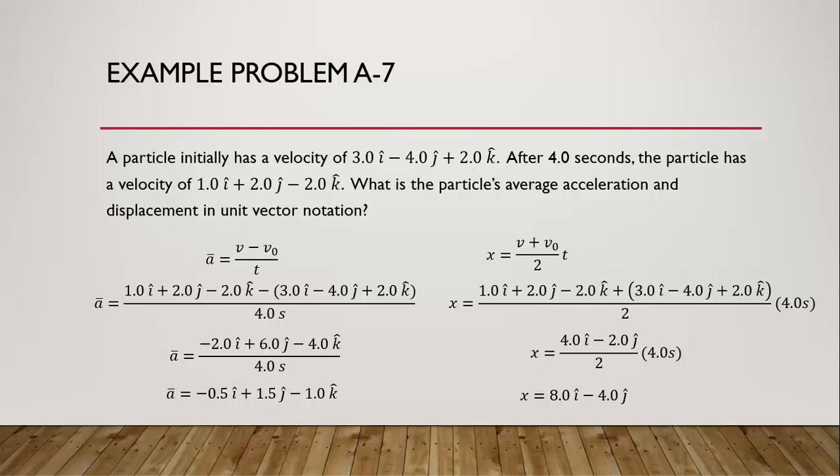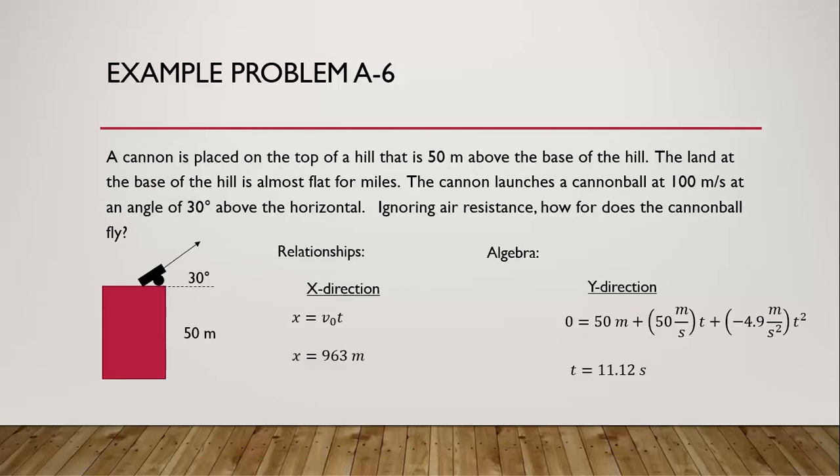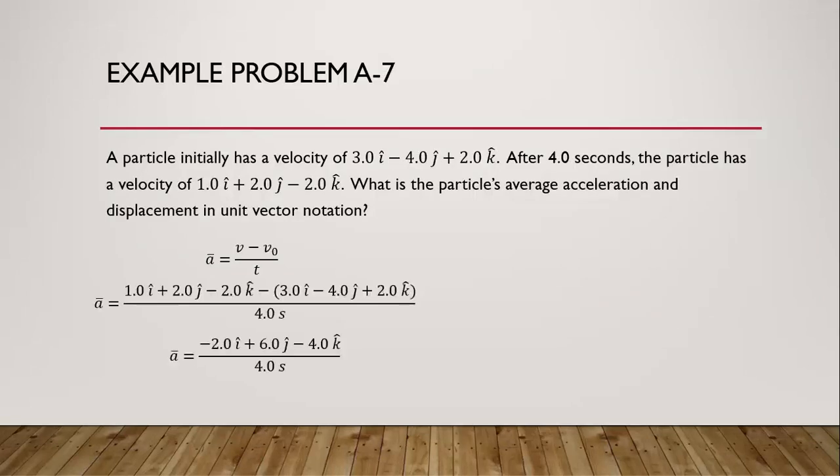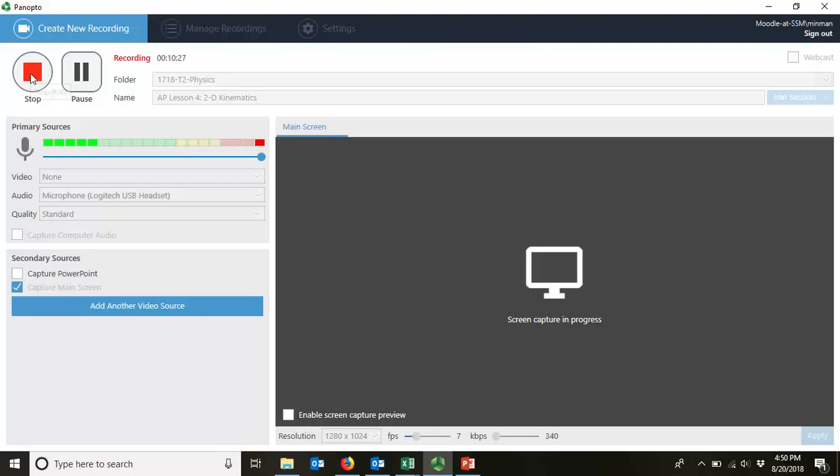So sometimes working with these vectors in unit vector notation in terms of multidimensional kinematics can actually be easier than separating variables. This is another way that you can do this same type of problem, and if we wanted to, we could have probably done the cannon problem that way as well. So that's a quick overview of 2- and 3-dimensional kinematics, how to work through some of those types of problems.